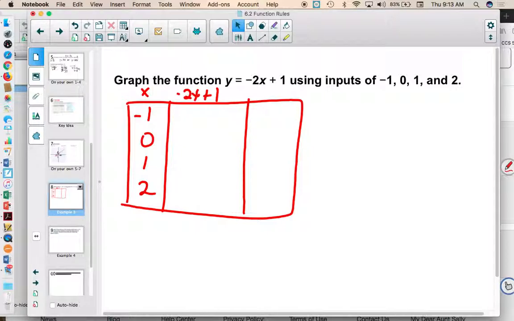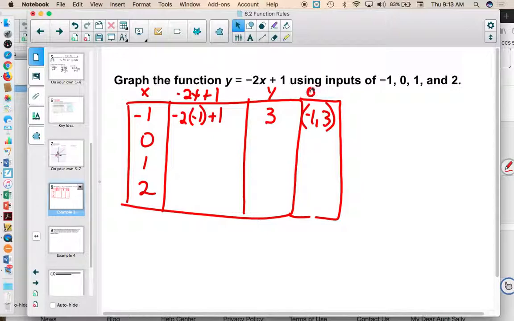Now, in your function table, you can put the -2x plus 1 above it, so that you know that's what you're doing every time. Okay, so basically here I've got -2 times -1 plus 1, and what does it kick out on the outside of the machine then? What's it going to be there, Michael? -2 times -1 is 2 plus 1 is 3. I agree. So then my ordered pair is going to be -1, 3. Okay, so this is my x, this is the function, this is the y, and this is the ordered pair. Okay? And I just do the same thing for each one.